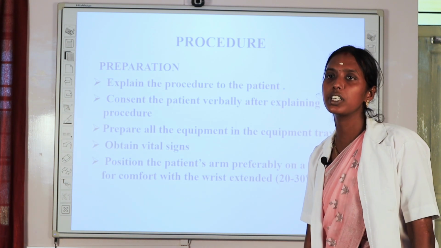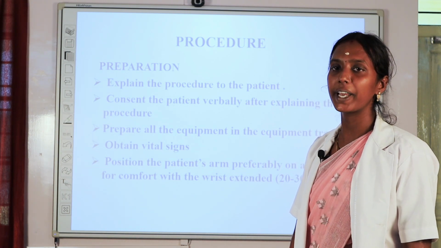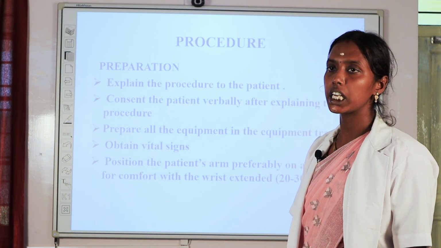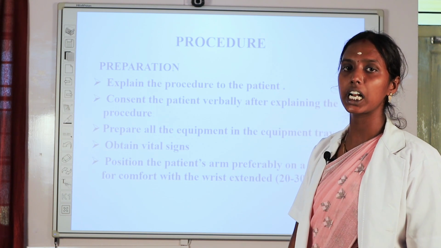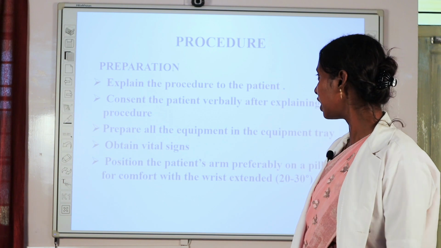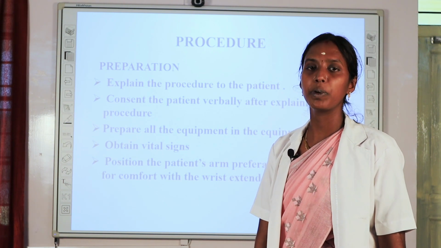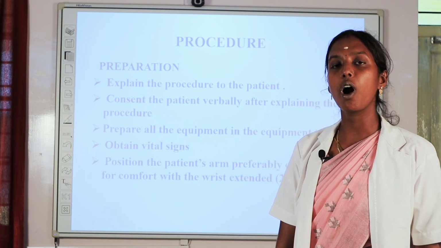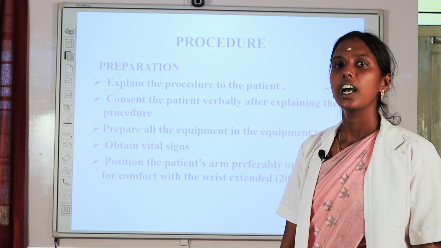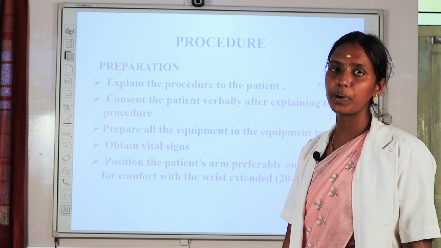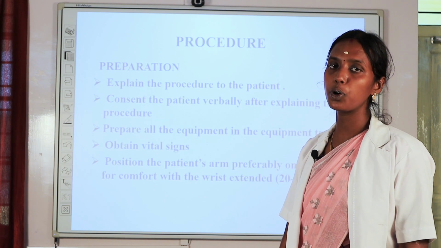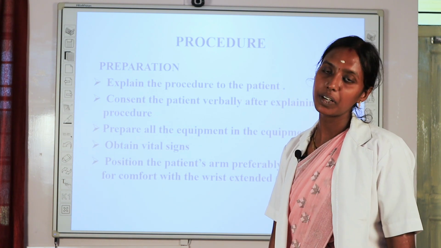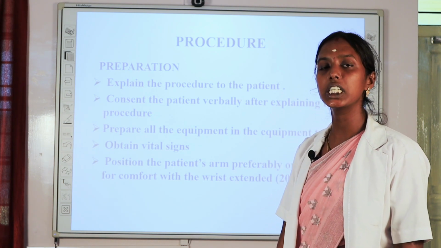And next is the procedure. In this procedure, first of all, we prepare the patient. In this preparation, first we explain the procedure to the patient, about the indications, why we do the ABG analysis for that patient. And next is informed consent, which may be verbal, after explaining the procedure to the patient, and arrange all articles at the bedside. And next, perform vital signs: temperature, pulse, respiration, SpO2 and BP of the patient. And position the patient's arm using a pillow at a 20 to 30 degree angle.